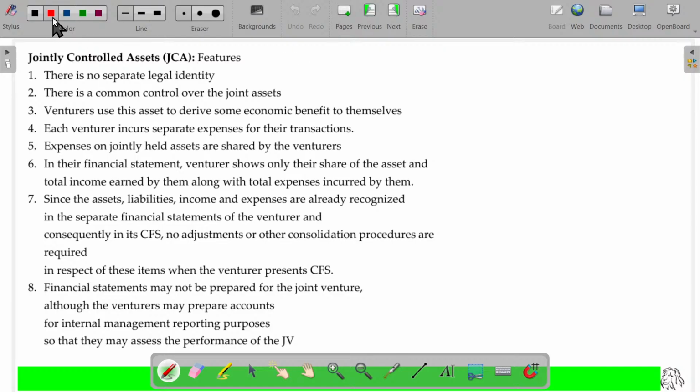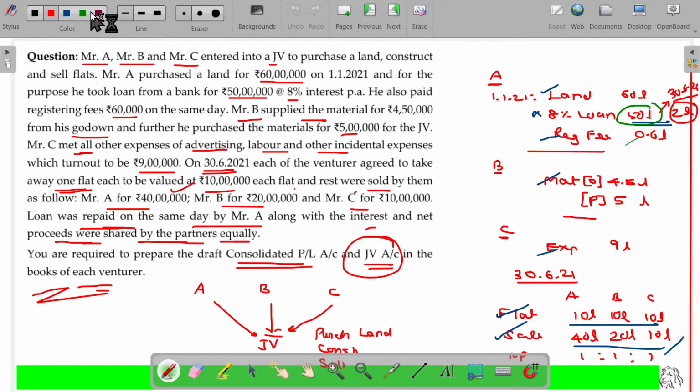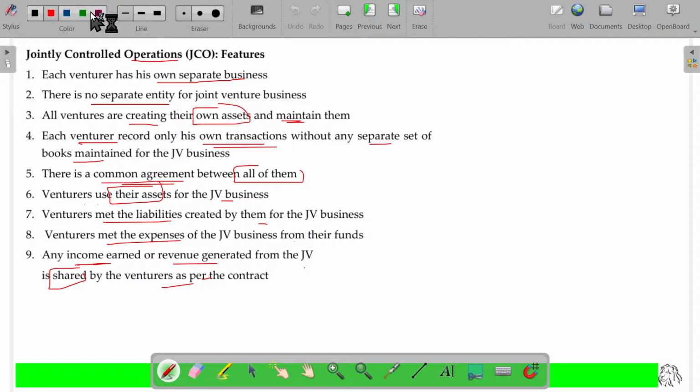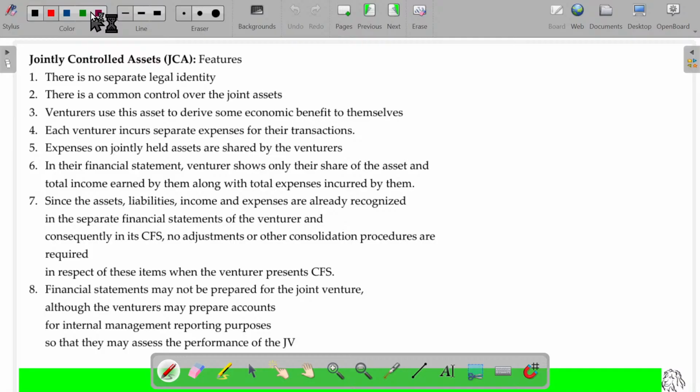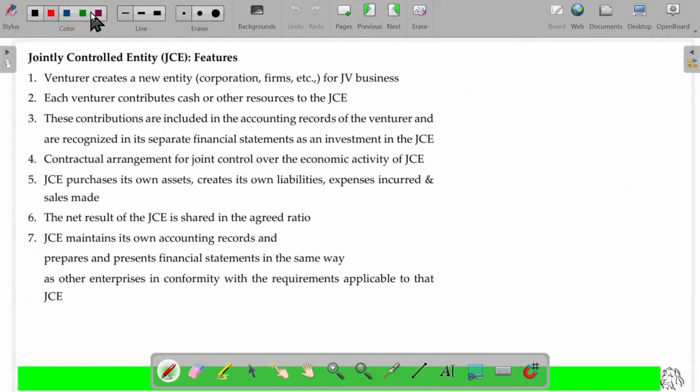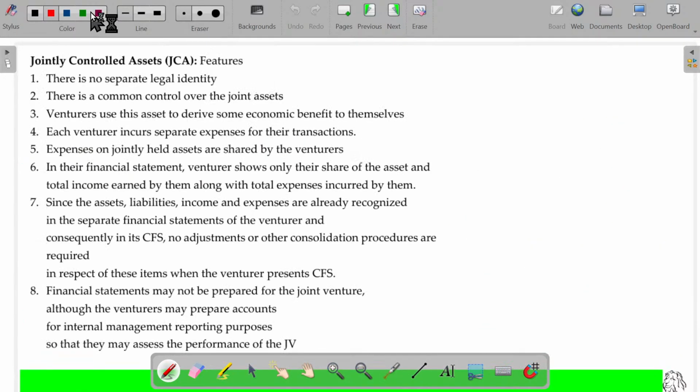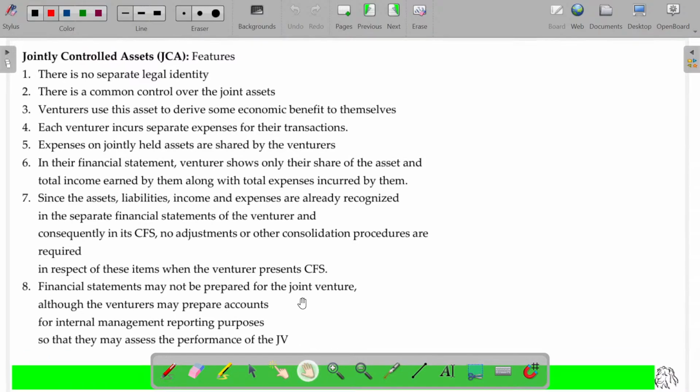So, jointly controlled assets. In the last class we completed jointly controlled operations, and the illustrations for jointly controlled assets were also completed. Before I proceed with jointly controlled entity, let me finish up some theory aspects of jointly controlled assets. There is no separate legal identity.